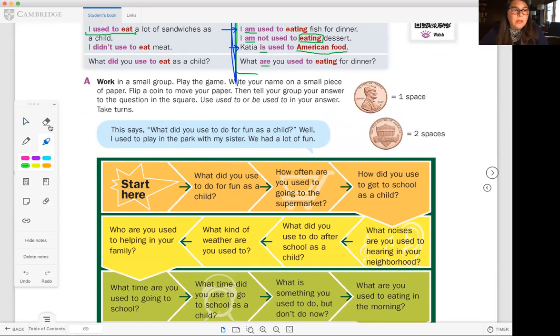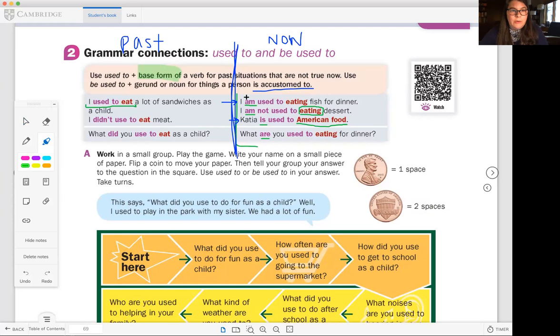You're going to look for this part right here, the verb to be, right? The verb to be will tell you we're talking about now, a situation that is normal now. If there's no verb to be, we're talking about past habits. Okay? All right, I hope that helps.